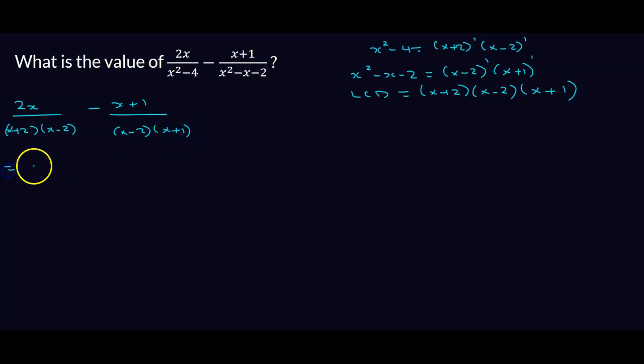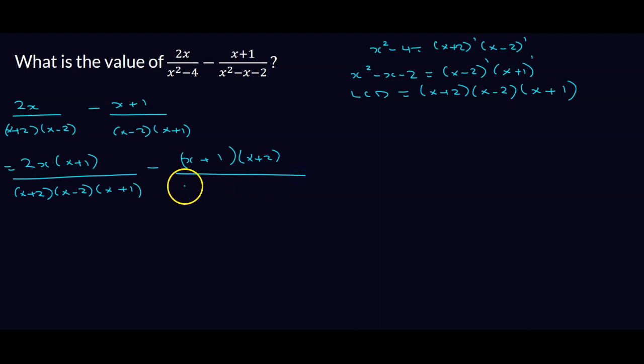So this is going to give us, look at our least common denominator. We have x plus 2, x minus 2, so we need x plus 1. So 2x multiplied by x plus 1 over x plus 2, x minus 2, x plus 1, minus x plus 1, so we have x minus 2, x plus 1, so we need x plus 2, minus x plus 1, and then x plus 2, over x plus 2, x minus 2, and then x plus 1.